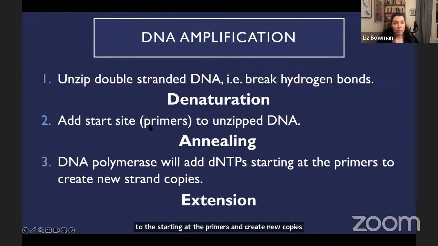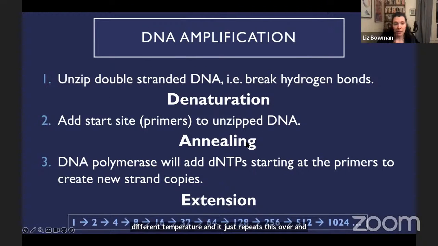And so for the polymerase chain reaction, you add in all of these components: your DNA, your primers, your dNTPs, which are the nucleotides, and your DNA polymerase. And you make a mix of all this together and you put it in your machine. Each of these steps happens at a different temperature. And it just repeats this over and over and over again. And then you exponentially increase the amount of DNA you have.